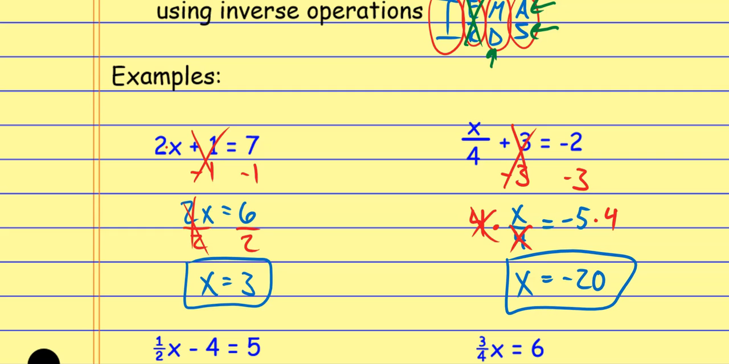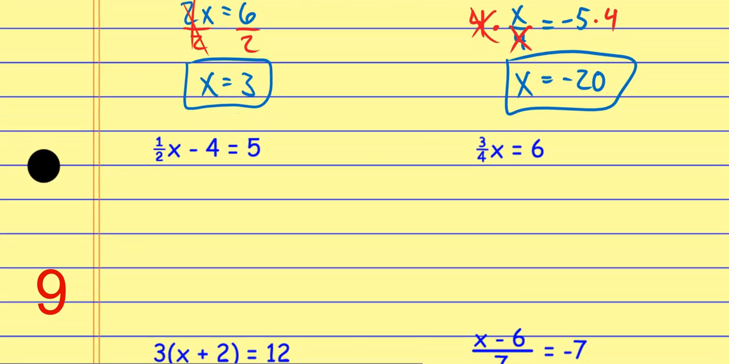Okay? If I look at the next one, I've got 1/2 x minus 4. So again, I have to undo these operations. I have to work backwards, so I undo addition and subtraction first. So I'm going to undo the subtraction. To undo subtracting 4, I'm going to add 4. I do the opposite operation, all right? To undo subtraction, I use addition. So here they cancel. So I have 1/2 x equals 9. And now to undo multiplying by 1/2, you might say divide by 1/2, but remember, multiplication, a fraction, is just a division sign.